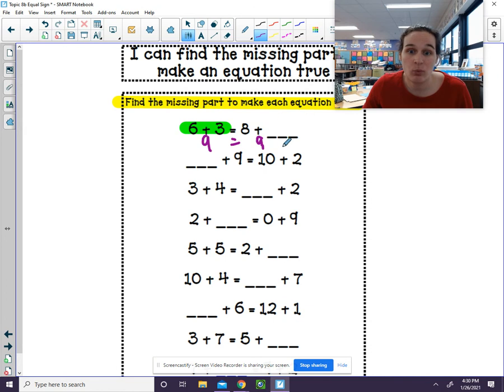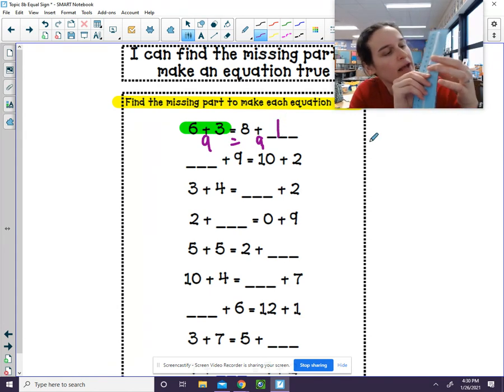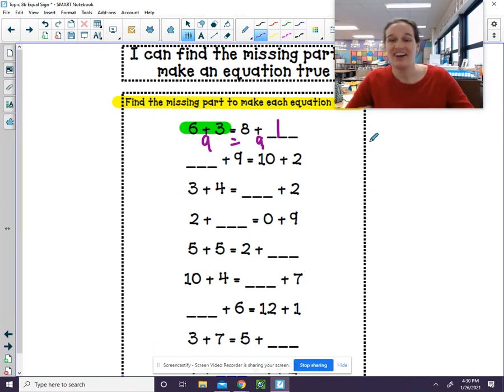So 8 plus what will get me to 9? Well, I know 1 more than 8 is 9. But let's check it with this. So again, I'm going to put this at 8. I'm going to add 1 more and see if I get to 9. 1. I got to 9. Okay, friends, so this is what your worksheet looks like today. Take your time. Again, solve each part of the problem underneath it.